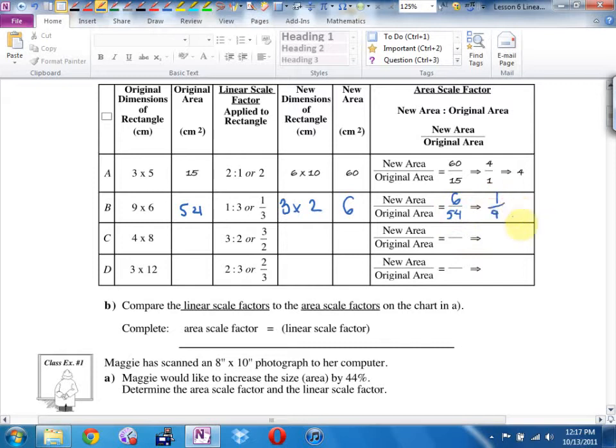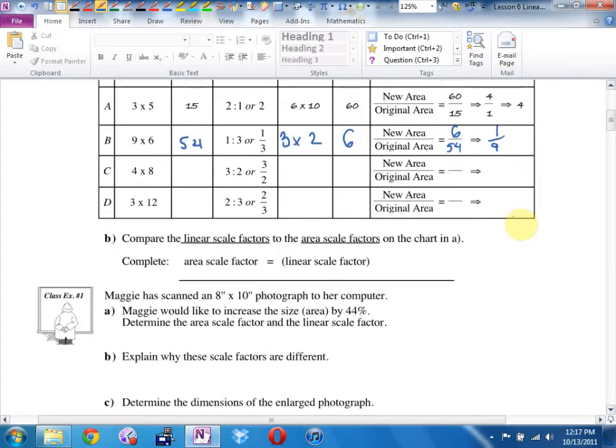Okay, now we're getting a little trickier. 4 by 8, that's 32. Okay. How do I do this? Put your pencils down, look up.